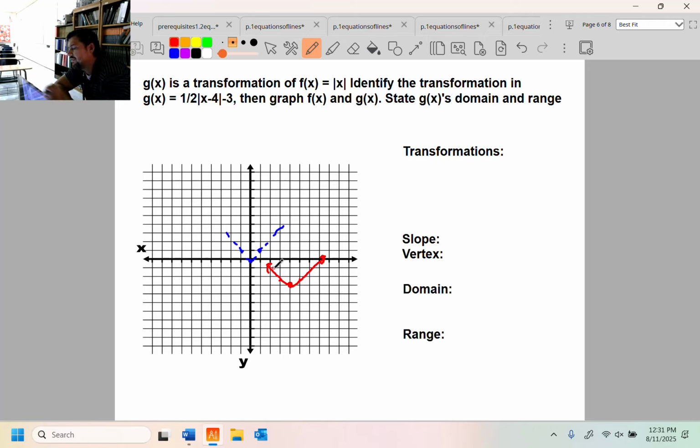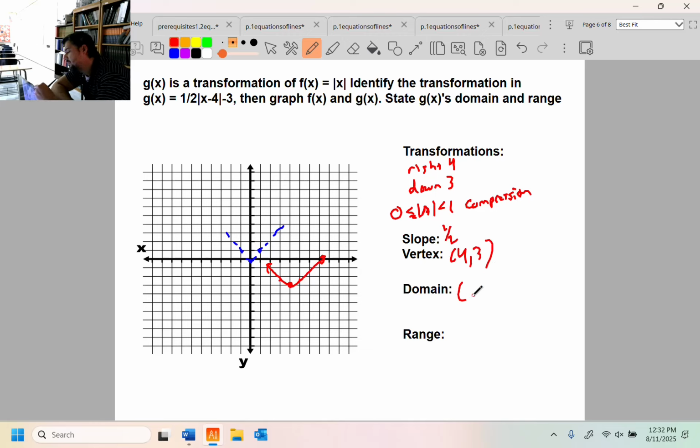Alright, the transformations that were happening were obviously we shifted right 4. We shifted down 3. And this thing was not stretched since a is a half, right? And we have a note that says 0 is less than the absolute value of a, which is less than 1, we have a compression. Because a half is less than 1, but more than 0. Slope was a half, the vertex was at 4, negative 3.